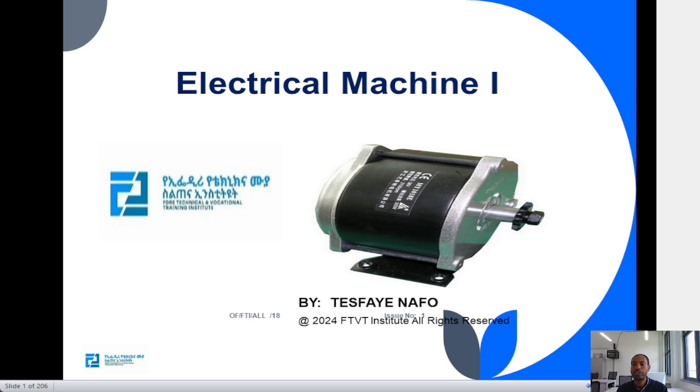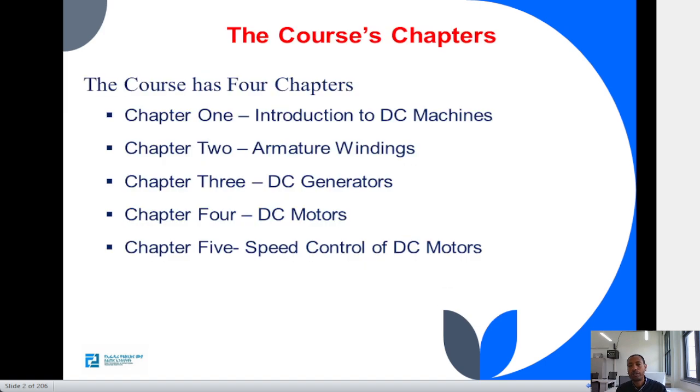I'm going to give you a lecture on Electrical Machines 1. Under this course we're going to cover five chapters. The first chapter deals with the introductory parts of the DC machine, and next we'll cover armature windings of the DC machine. The third chapter covers DC generators, including their principle of operation, classification, and their thermal characteristic curve.